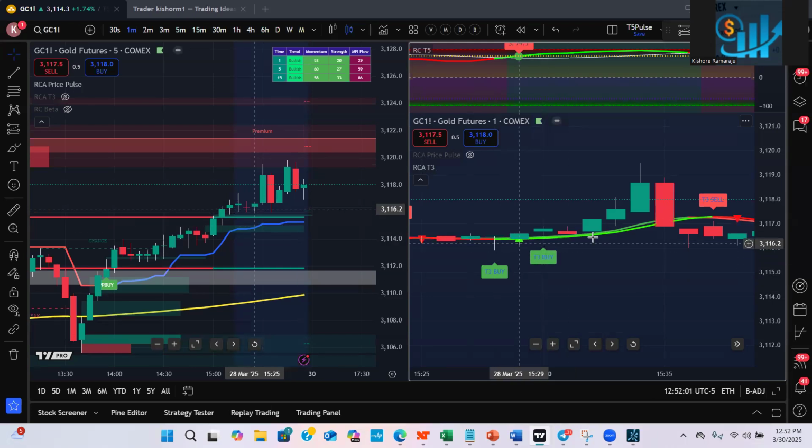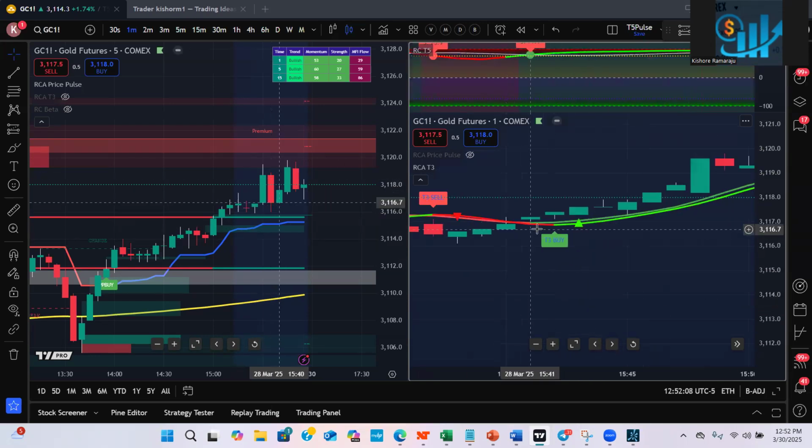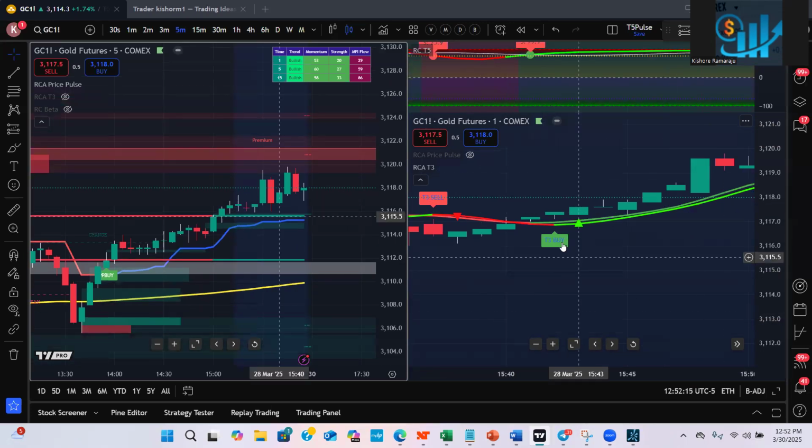Whenever you see a T3 buy, you take a trade, make 100, 150, close the trade. Again, you see a T3 sell, you just ignore it. Again, you see a T3 buy, again you take the trade, you make the profits. So this is for members who are getting it.